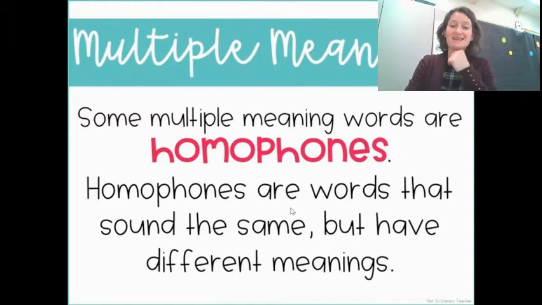Okay, now there's some other multiple meaning words that are not homographs that are spelled exactly the same way. These words are called homophones. And these are words that sound exactly the same when you say them, but they've got different meanings.